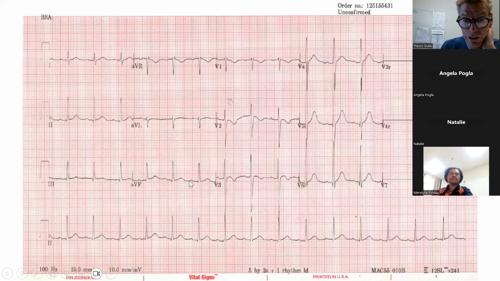Is there a prolonged PR interval where you've got 1, 2, 3, 4? There's four full small squares, isn't there? So it's the maximum PR interval that there really could be.